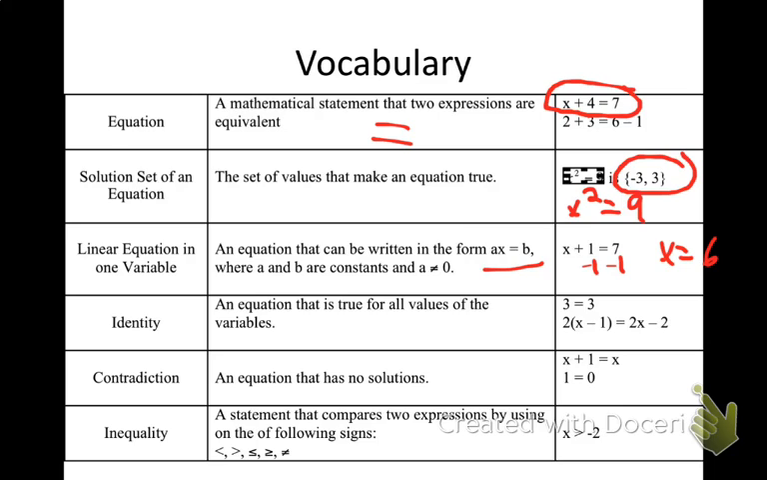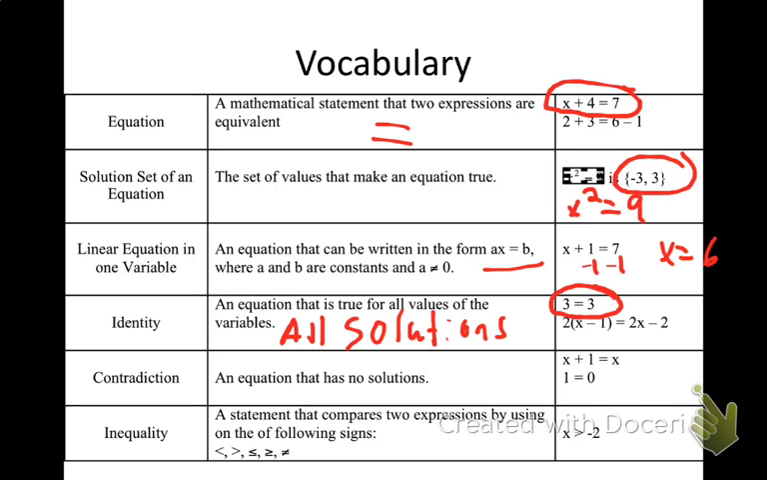Okay. Identity. An identity is an equation that's true for all values of the variables. Essentially, identity really just means all solutions. You get the identity, or all solutions, when your final statement is a true statement. For example, if I get 3 equals 3, well, that is a true statement. Anytime I plug anything in for x, it's always going to come out to be the same on either side.